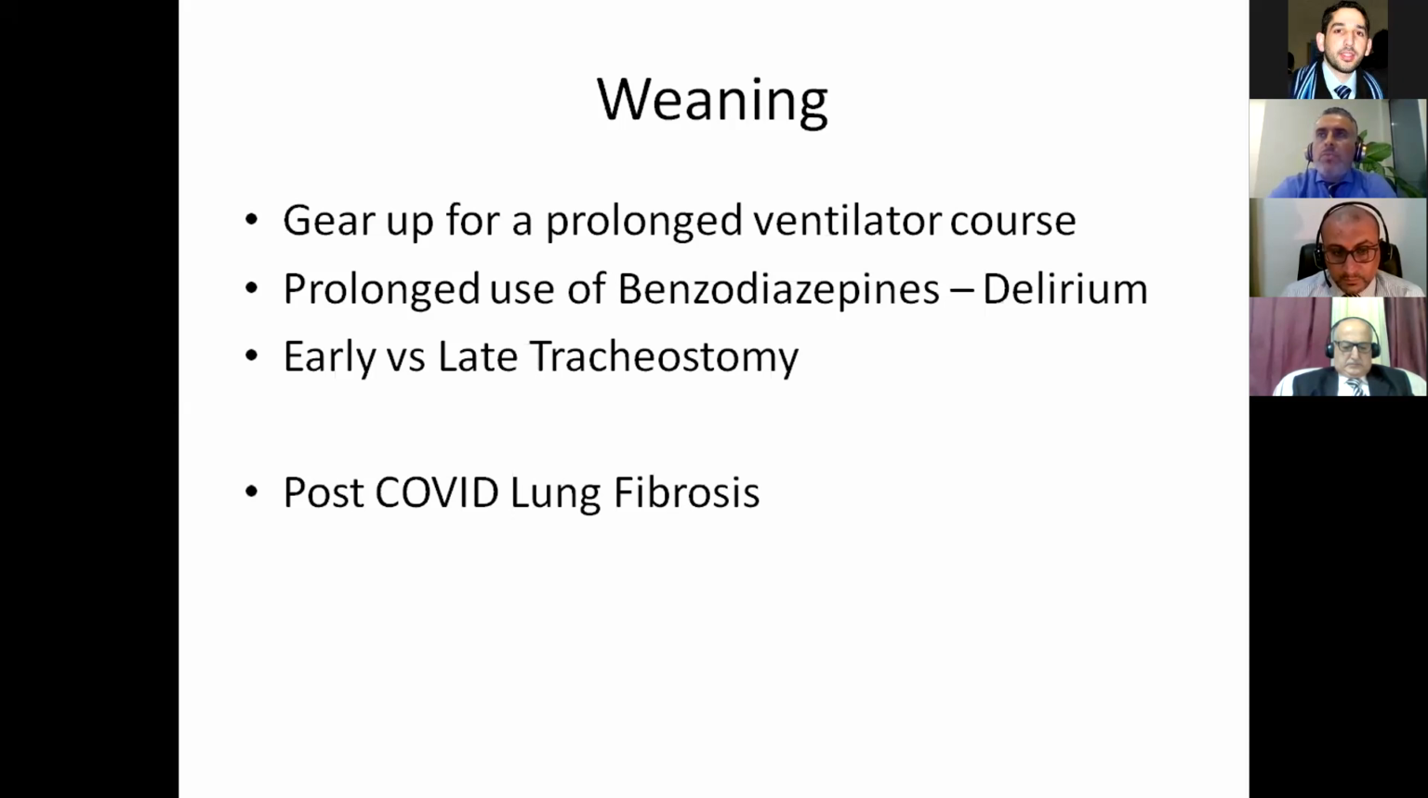We have been using benzodiazepine for these patients, so they have a lot of delirium and they are coming out of this sedation. So it becomes very difficult to manage them. They are very aggressive, they are agitated. And tracheostomy helps in the sense that once you have tracheostomized the patient, the need for sedation and other things decreases. So the patient's orientation and other things improve, and he's more cooperative with the weaning process.